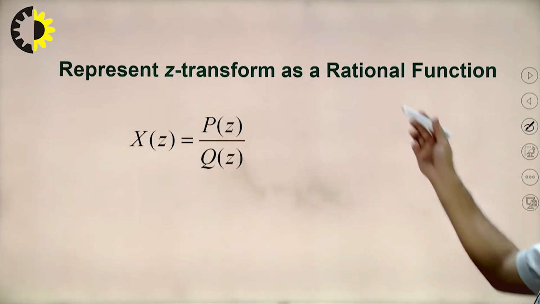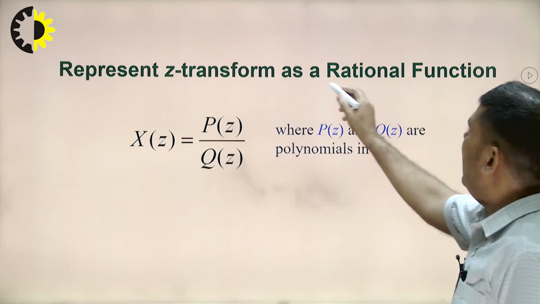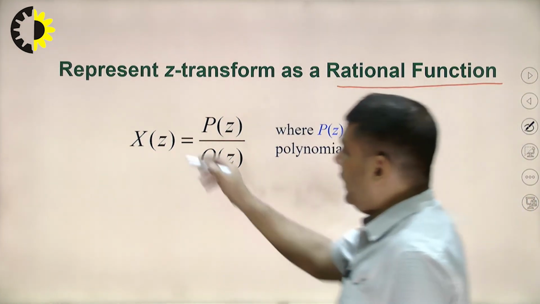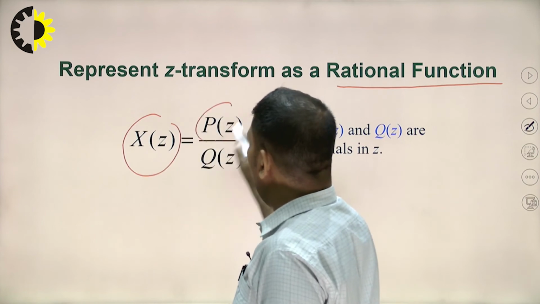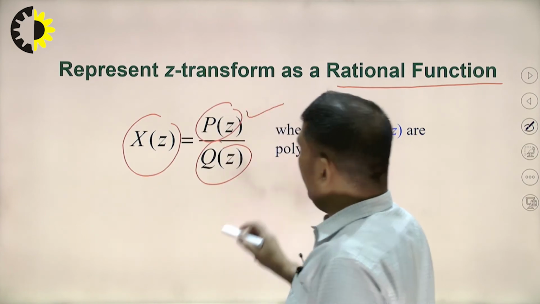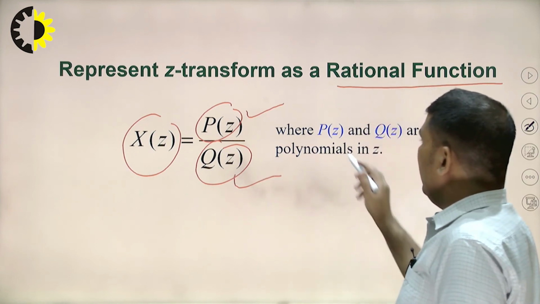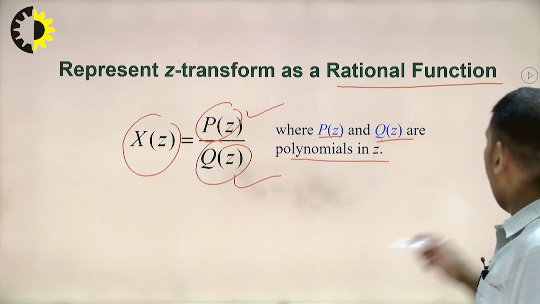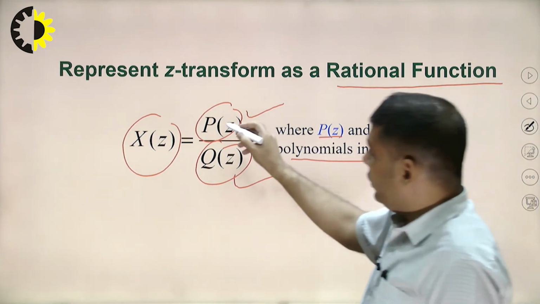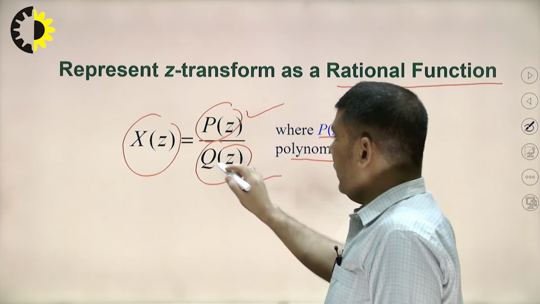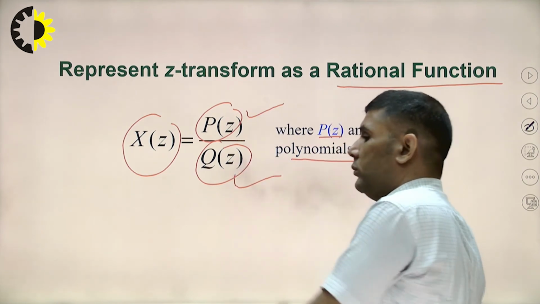If we represent the transform as a rational function, then poles and zeros come into the picture. X(z) may be represented as P(z) upon Q(z). This is the numerator polynomial, this is the denominator polynomial, where P(z) and Q(z) are polynomials in the z domain. The roots of P(z) are known as zeros and the roots of Q(z) are known as poles.